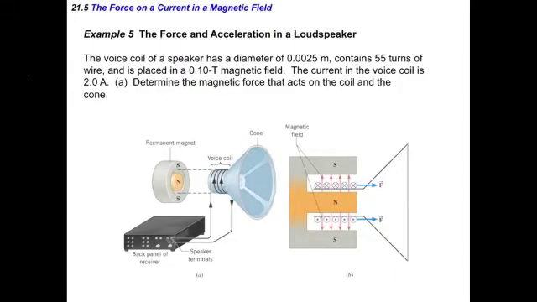We can use this to do a problem like this: a voice coil of a speaker has a diameter of 0.0025 meters and has multiple turns. Basically, that means we're just going to multiply by 55 to whatever value we get. It's placed inside a 0.1 Tesla magnetic field. The current in the voice coil is 2 amps. We want to determine the magnetic force that acts on the coil and the cone.